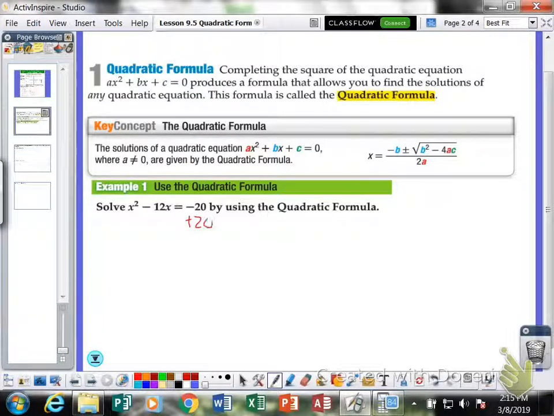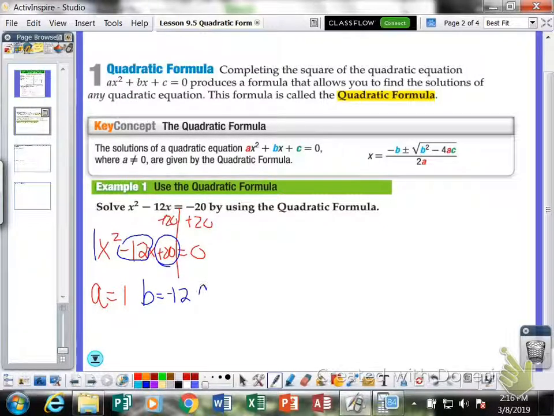First, I have to add 20 to both sides because I have to get it in that form: ax squared plus bx, or minus whatever, plus 20 equals 0. From that, I'm just going to write it down here so I don't forget: my a is equal to 1 because there is a 1 in front of that, my b is negative 12, and my c is 20. So I come over here and write my formula down: x equals negative b plus or minus the square root of b squared minus 4ac, all over 2a.